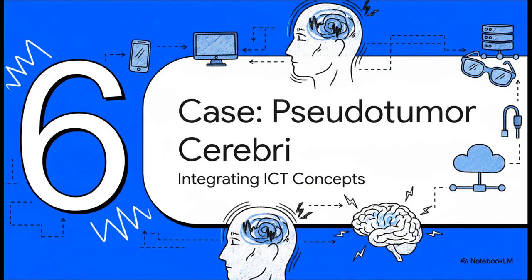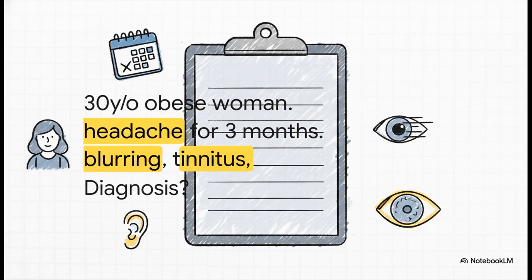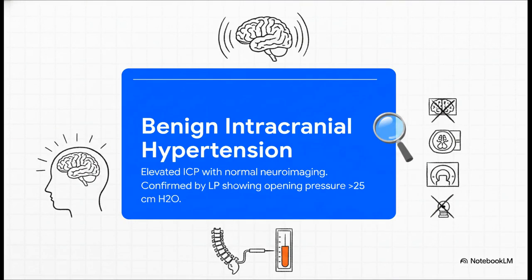All right, to wrap things up, let's pull all our ideas about those dangerous high-pressure headaches together with a classic case study. So, check out this vignette. Here you have a patient who is basically a walking, talking collection of all those red flags for increased intracranial pressure that we talked about right at the beginning. So what's the diagnosis? This is benign intracranial hypertension, which also goes by pseudotumor cerebri, or IIH. And the key thing to remember is that it's a diagnosis of exclusion.